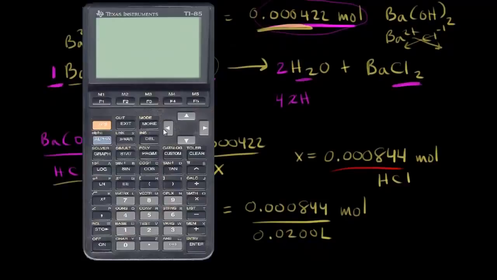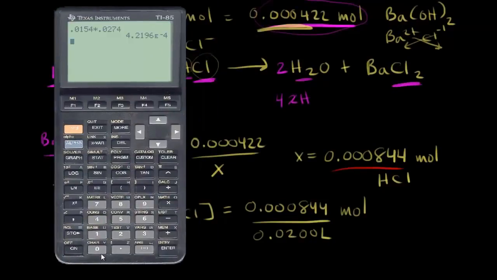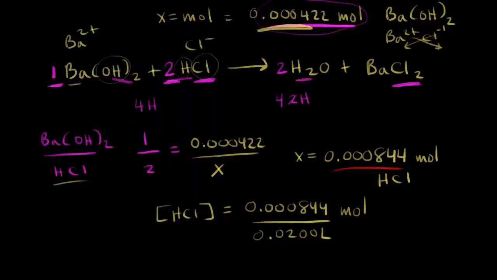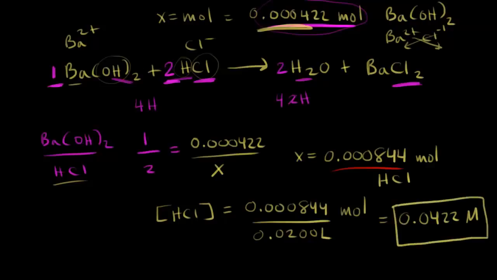And so we can do our calculation here. We can take 0.000844 and divide that by 0.0200, and we get for our answer here 0.0422 molar. So the concentration of HCl is equal to 0.0422 molar, and we are finally done. That's our concentration of our acid solution.